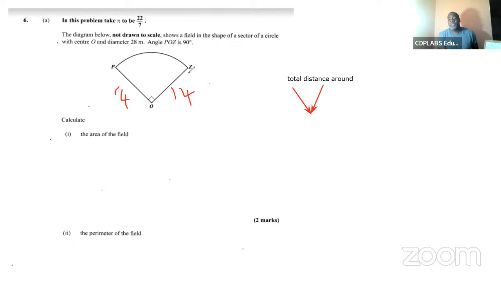All right. So what is that line called? There's a name for this line. What is it called? Anybody? What's the name of that line called? Arc length. The arc length.